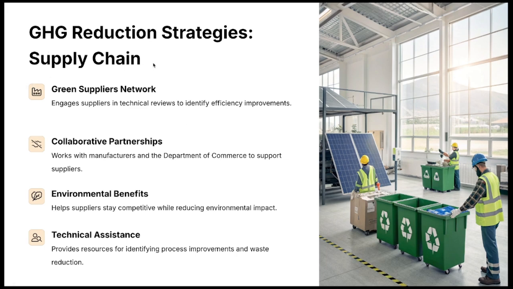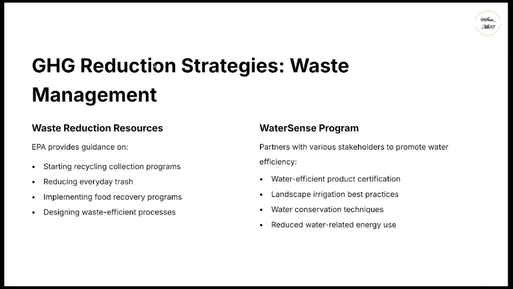For waste management, effective waste management plays a key role in reducing GHG, especially methane from landfills and energy used in waste handling. There are a number of guidelines from EPA on those, which cover steps like starting recycling programs, reducing everyday trash, and implementing food recovery initiatives. In addition, there is the WaterSense program supporting water efficiency, which helps reduce the energy and emissions associated with water treatment and use. Together, all these strategies not only cut emissions, but also lead to cost savings and resource efficiency throughout the operation.